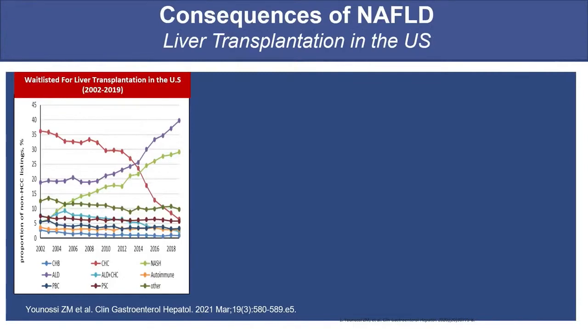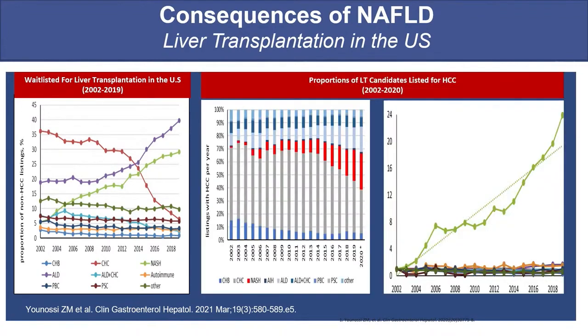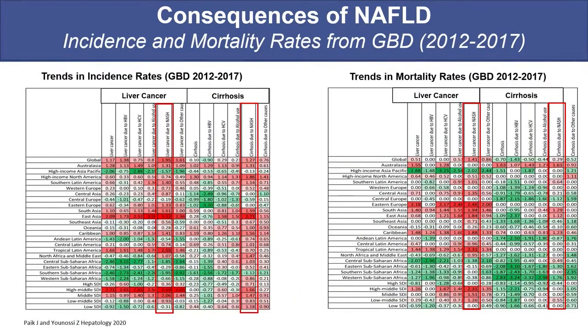Liver transplantation is another important outcome. This is all patients, and as you can see with the red line, hepatitis C is going down. This is from our data that we published, and both NAFLD and alcoholic liver disease are increasing. And when you look at liver cancer-related liver transplantation listing, you can see that the yellow bars are increasing in size, meaning that the proportion of patients related to NAFLD on the list is increasing, and that's also shown on the green line here.